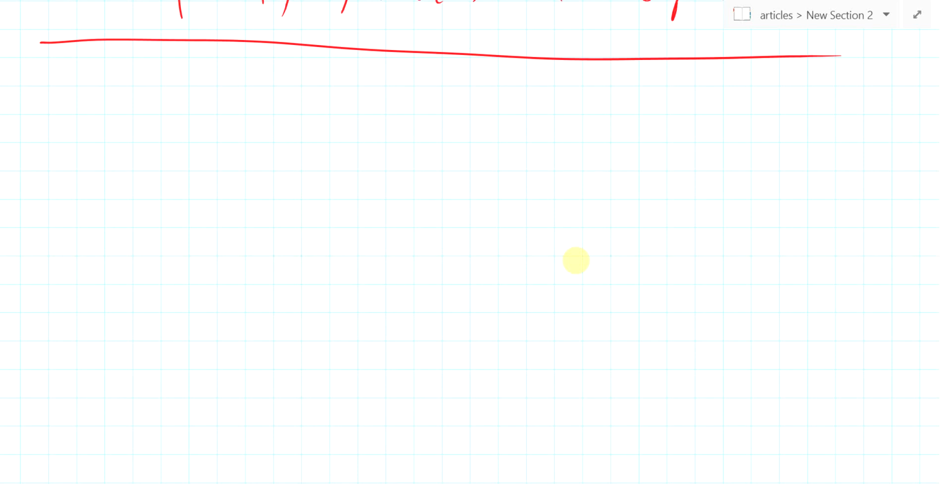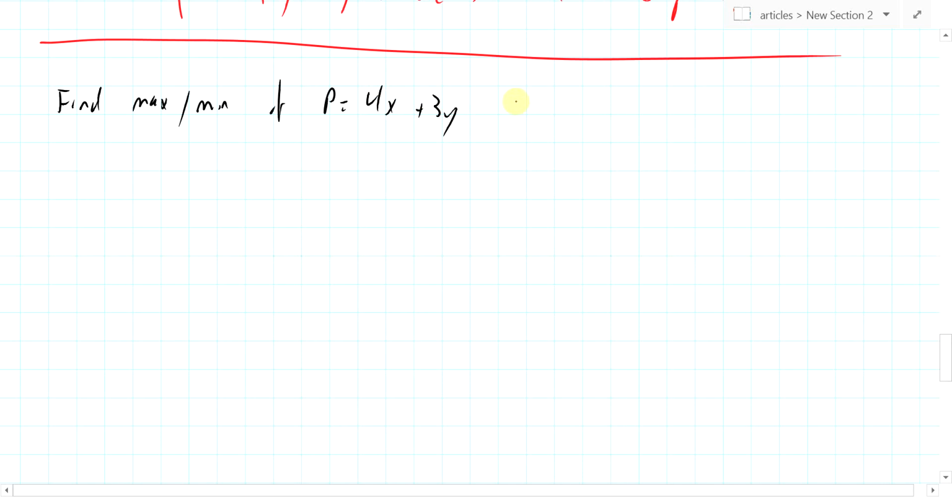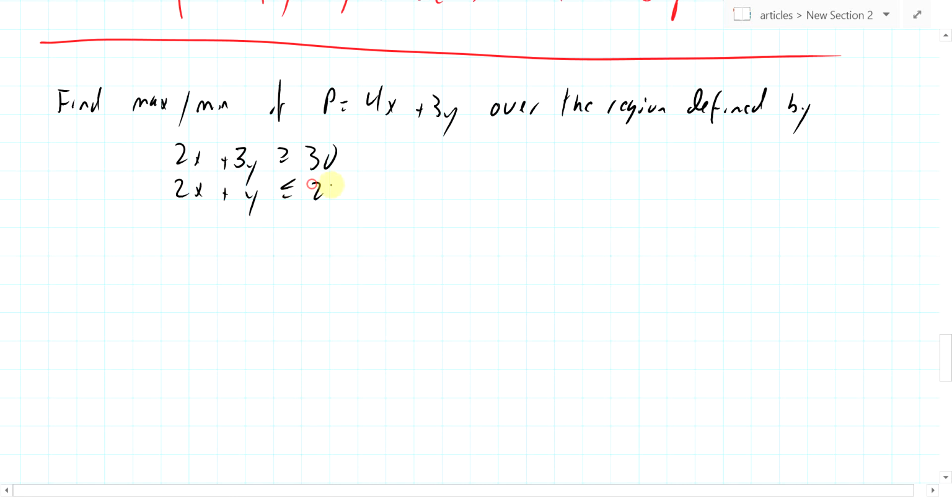So, here's a problem. Find the maximum and minimum of P equals 4x plus 3y over the region defined by these inequalities: 2x plus 3y greater than or equal to 30, 2x plus y less than or equal to 20, and 2x plus 5y greater than or equal to 34, with the non-negative restrictions x, y greater than or equal to 0. That means we're in the first quadrant.